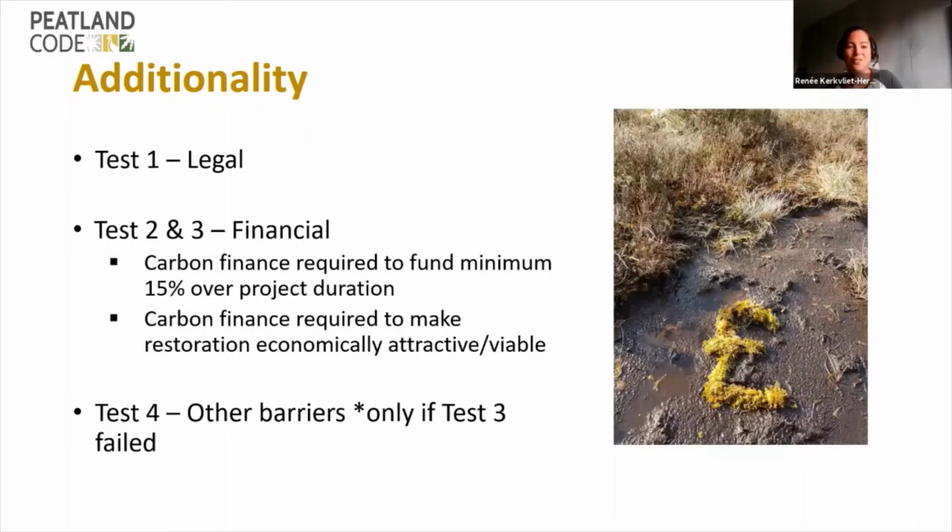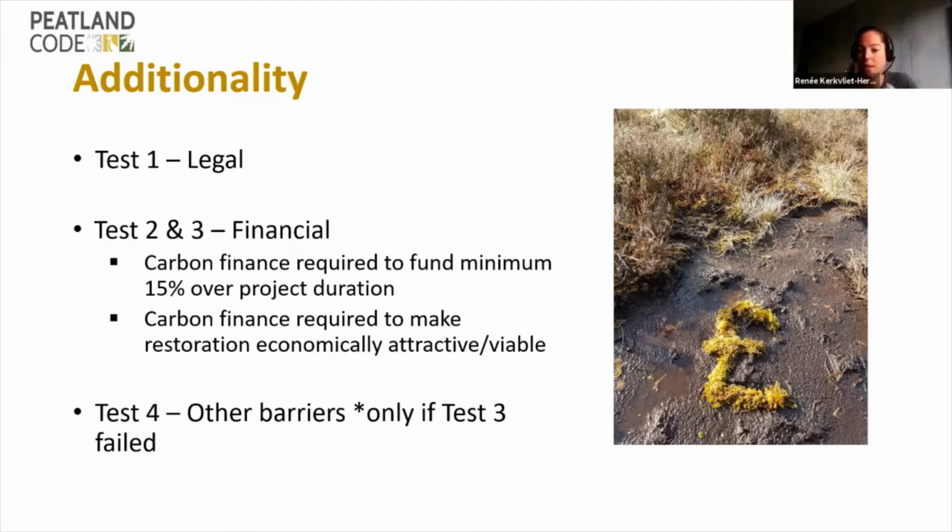So how do we check for additionality? We've got 4 additionality tests. The first one is a legal test. It says that there shall not be any legal requirements specifying that the peatlands within the project area must be restored, because then obviously it should happen anyway, and the carbon finance is not additional there.